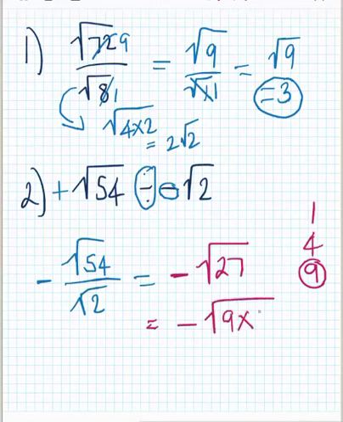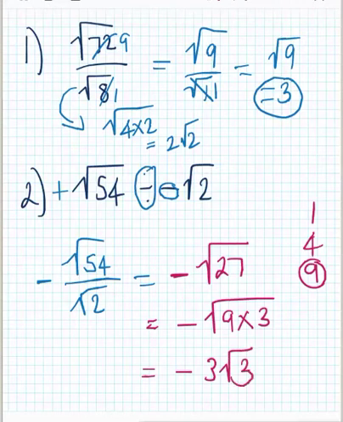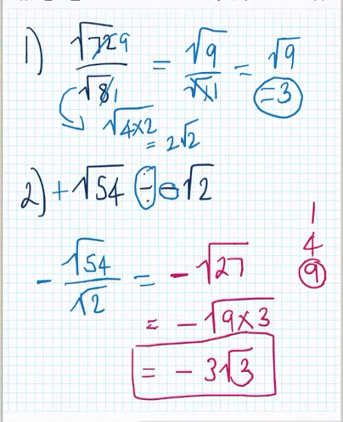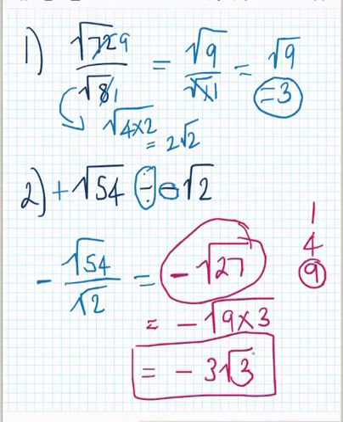And because 9 is a perfect square, the square root of 9 is 3. So we end up with 3 square root of 3. And that would be our final answer. We cannot simplify this any further. If you stopped here, you wouldn't get full marks, basically, because if you've learned how to simplify surds, you're expected to know to go further.